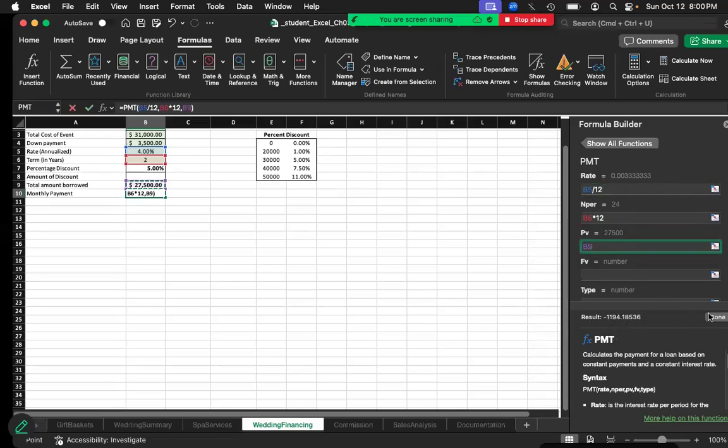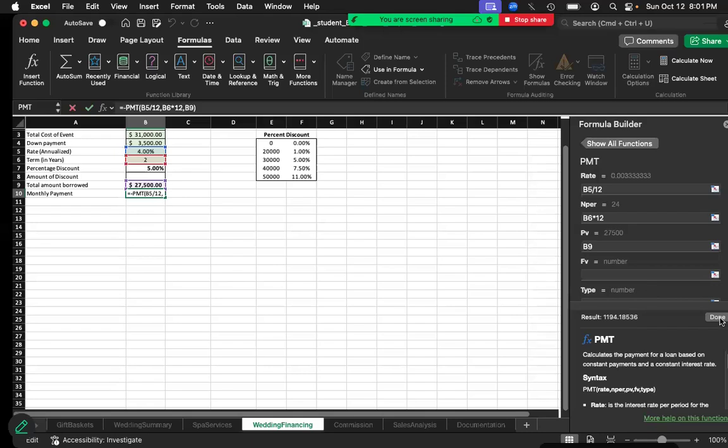And because it comes back negative, that's the cash flow of 27,500 coming to the borrower and 1194.19 going from the borrower. That's the point of the negative sign. But for us, what we'll do is we'll come up and click in after the equal sign and put a minus. That minus is multiplying the answer by -1, which turns a negative number into a positive number.